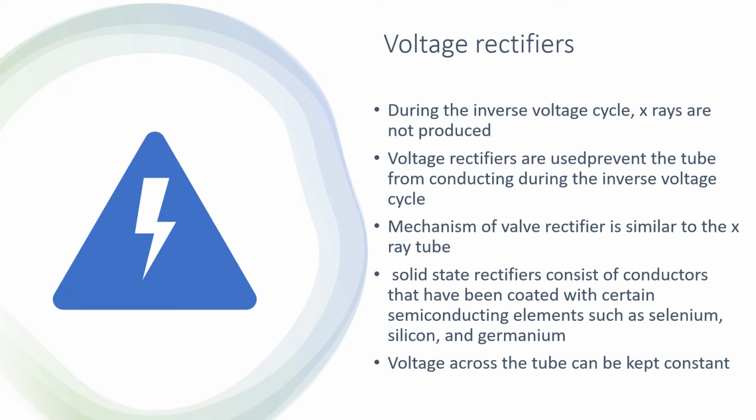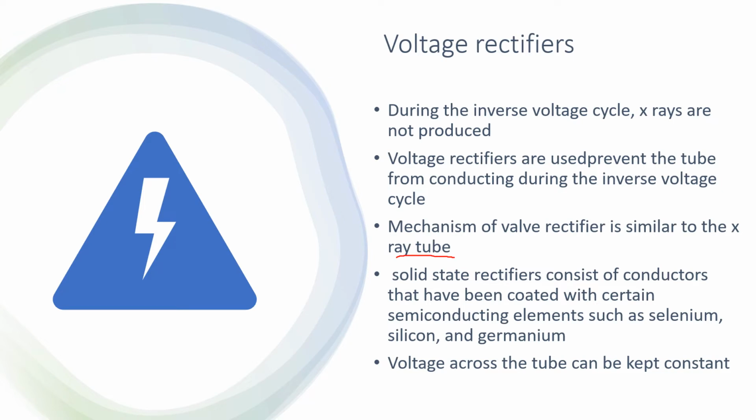Now coming to voltage rectifiers. There is something called the inverse voltage cycle. What is the inverse voltage cycle? It is where the anode becomes relatively negative compared to the cathode. So what happens is that the electrons flow in the opposite direction. As a result, the electrons start bombarding the tungsten filament, which might damage the filament. So in order to correct this, there are voltage rectifiers. These are used to prevent the tube from conducting during the inverse voltage cycle. The mechanism is similar to the X-ray tube except that it's opposite.